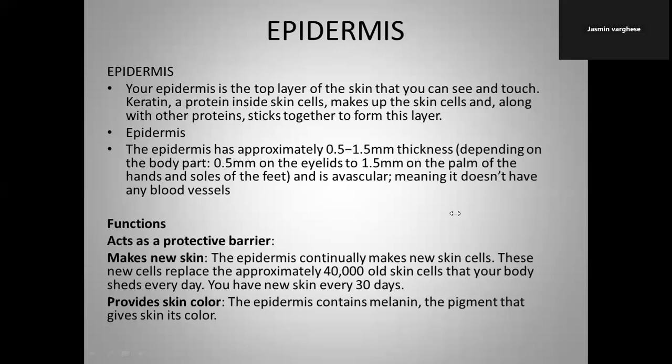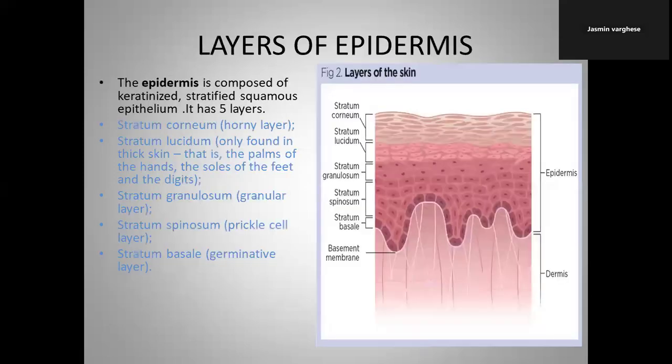The epidermis also helps to provide skin color. The epidermis contains melanin, the pigment that gives skin its color. When it comes to the layers of the epidermis, the epidermis has 5 layers. They are stratum corneum, stratum lucidum, stratum granulosum, stratum spinosum and stratum basale.